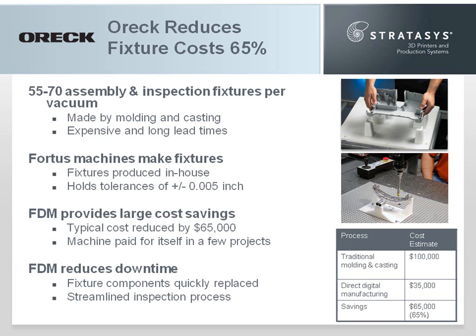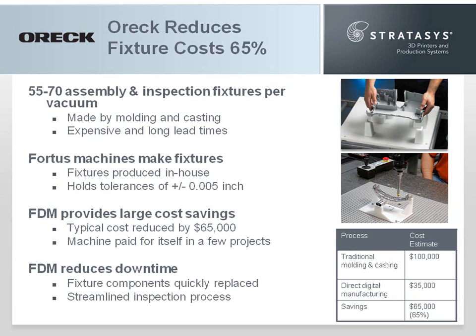But for each of their products, they have about 50 to 70 assembly and inspection fixtures to help produce it. These assembly fixtures are used throughout their manufacturing environment to help them hold, transport, and assemble parts. And the inspection fixtures are used to help them hold parts while they're inspecting first article parts and doing random inspections throughout the manufacturing process.